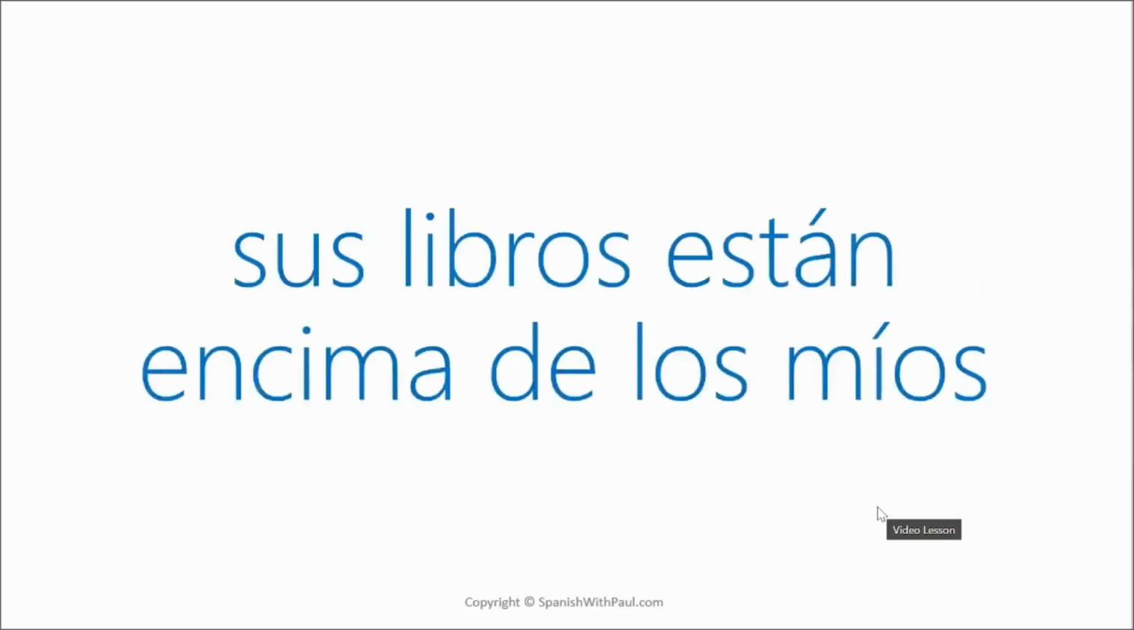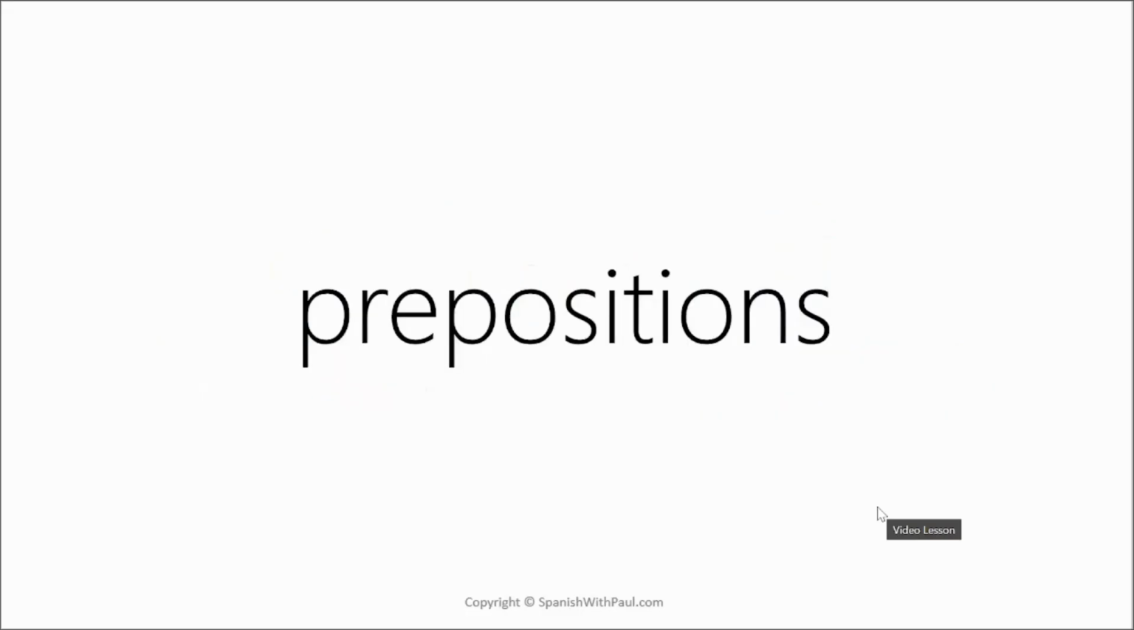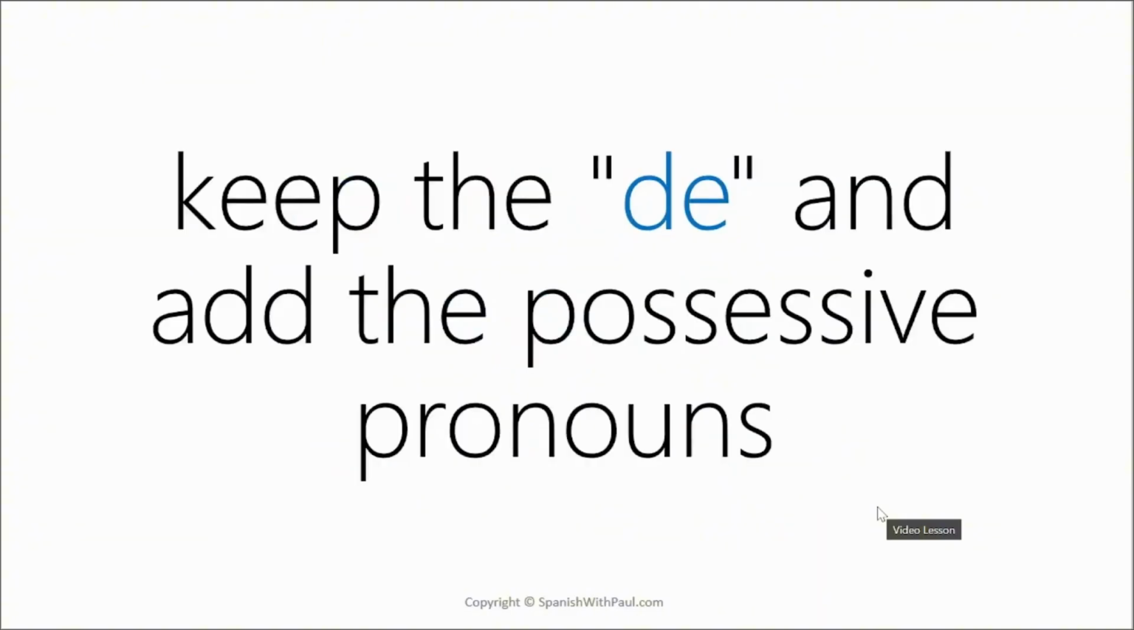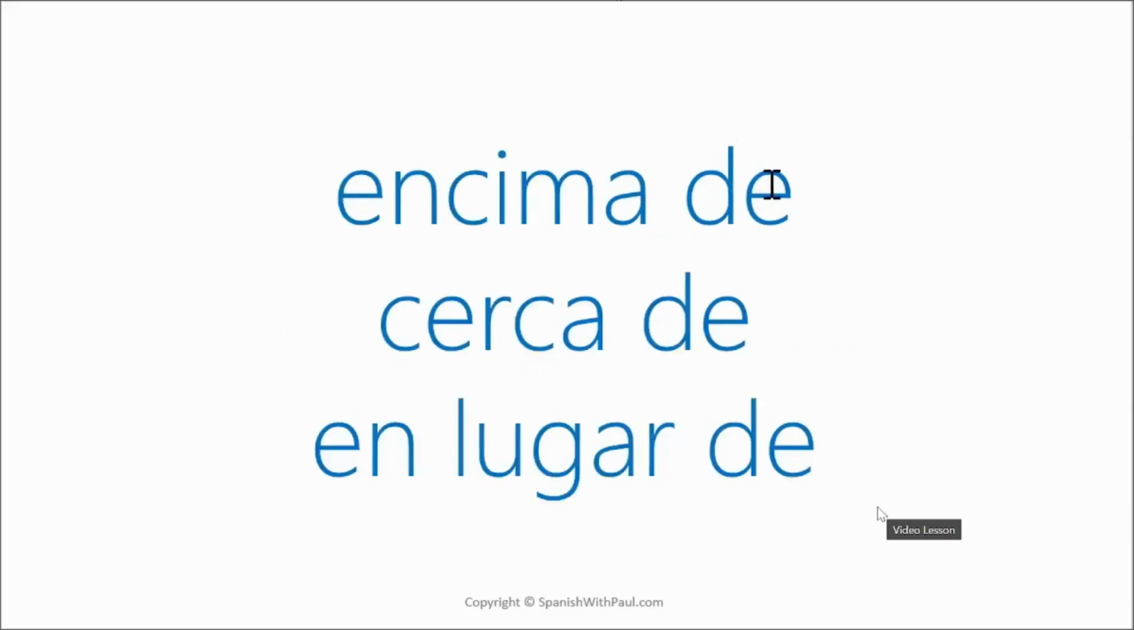Sus libros están encima de los míos. So as you can see, whenever we have a preposition like de, encima de, cerca de, en lugar de, those combinations will remain as they are. You'll keep the de and add on the possessive pronoun. The only time you need to be extra careful is when it comes to a masculine noun. This is where you will get the del and then whatever it is afterwards.